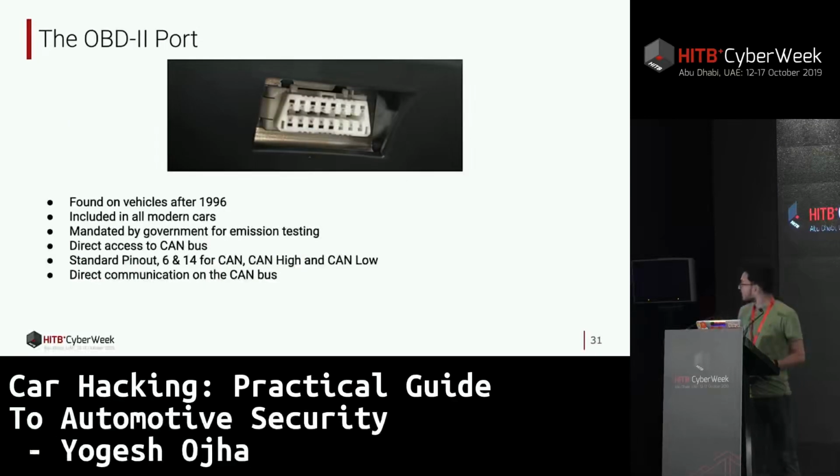Now you have something called OBD2. This OBD2 represents the most direct access to the CAN network. It is found in vehicles produced after 1996. For vehicle emissions, the government has made this mandatory. So this gives direct access to the CAN bus.